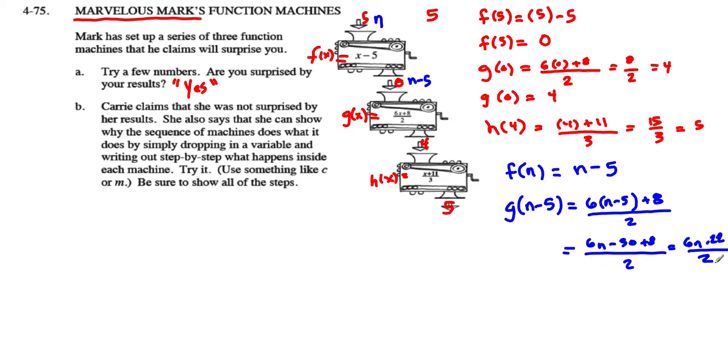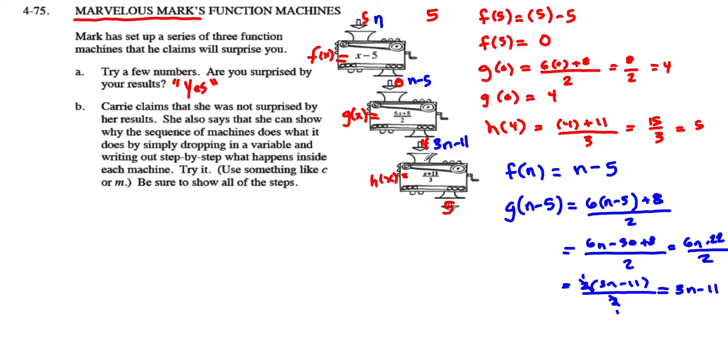Now you could factor out your 2 and cancel, or you could just reduce that down. You know that 2 goes into both of these numbers. But let's just factor out the 2. So that would be like saying 2 times 3n minus 11 all over 2, which means these will give us a value of 1. So our g of n minus 5 will end up equaling 3n minus 11. That is the output for this one.